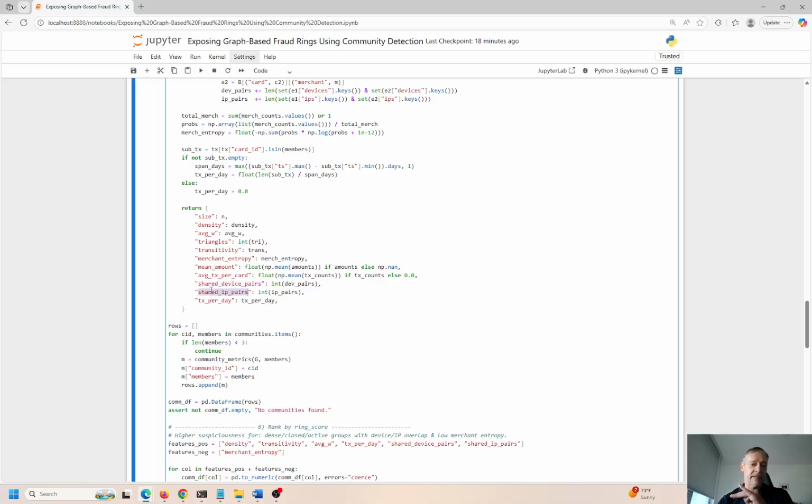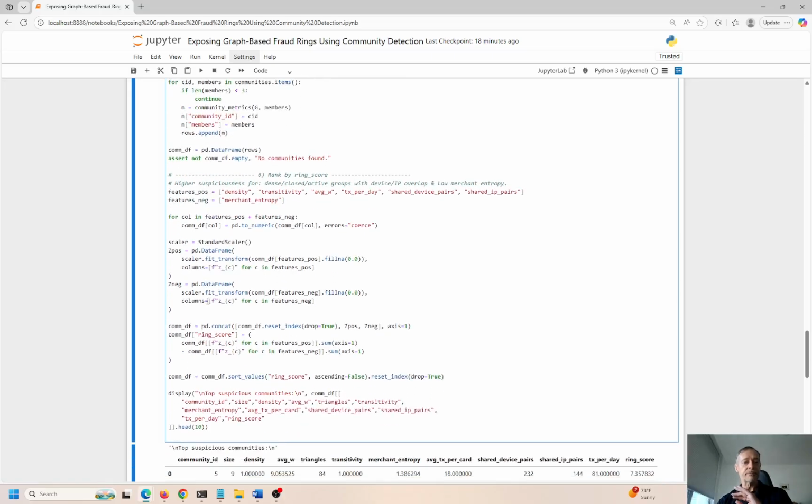Shared device pairing, IP address pairs, right? We're looking out for that in transactions per day. So we're taking all of this, ranking all of these, right? So we have the feature positives based on density, transitivity, average weighting of the connections between these different nodes in the network graph, transactions per day, shared devices, and shared IP pairs. And then entropy, again, we want to try to minimize entropy. We do this a lot in the data science world. If you have more and more entropy, the model isn't learning very well, and it's not able to learn and make predictions into the future about what's going to happen next on data that it hasn't seen yet, right?